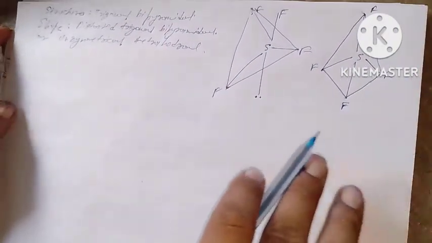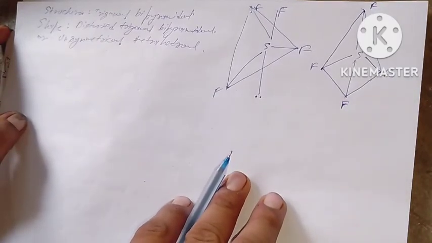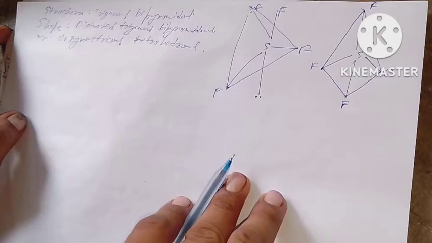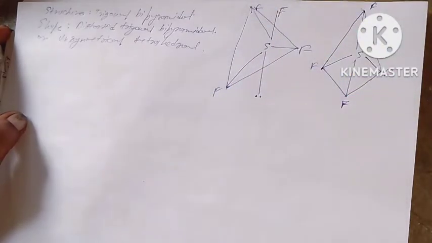This is the structure of SF4, sulfur tetrafluoride. Sulfur tetrafluoride has 1, 2, 3, 4 fluorine atoms, tetra. Okay, that is the structure of SF4.